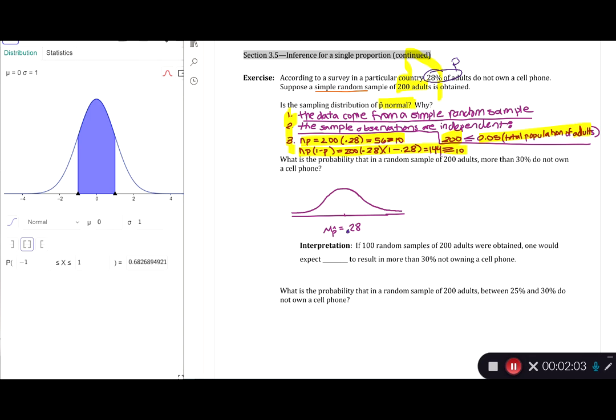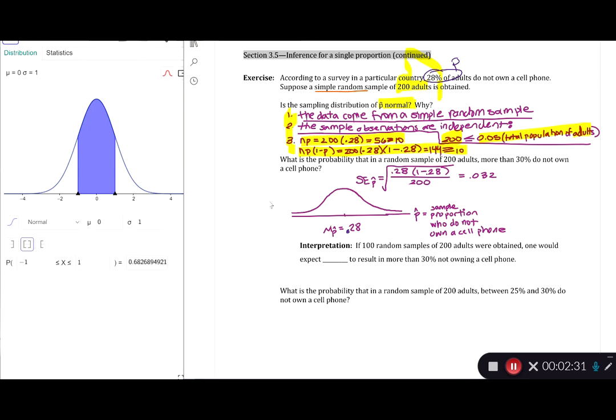And then we also know that the standard error for that distribution is going to be the square root of 0.28 times 1 minus 0.28, divided by 200, which gives us 0.032. So that's going to be the standard error for our sampling distribution. And the graph that we're looking at here is the distribution of p hat, which is the sample proportion who do not own a cell phone. So we're looking at how that sample proportion behaves.